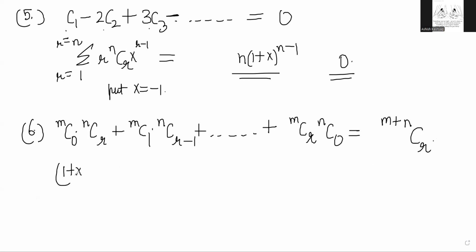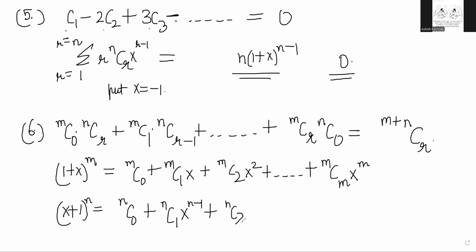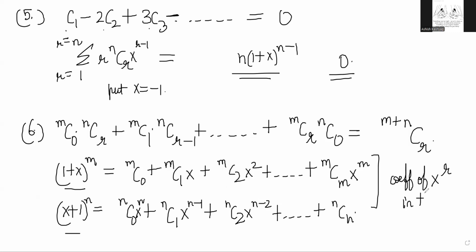Basically, you will write (1 plus x) power m normal series: mC0 plus mC1 x plus mC2 x square and so on till mCm x power m. And then you will write (x plus 1) power n. So that will give you nC0 plus nC1 x power n minus 1 plus nC2 x power n minus 2 and so on till nCn, and this was x power n, right? We are taking these two series, we are multiplying and finding the coefficient of x power r in the product.